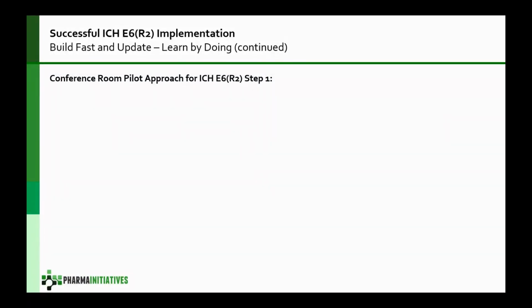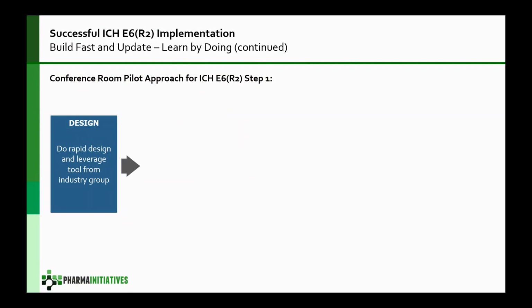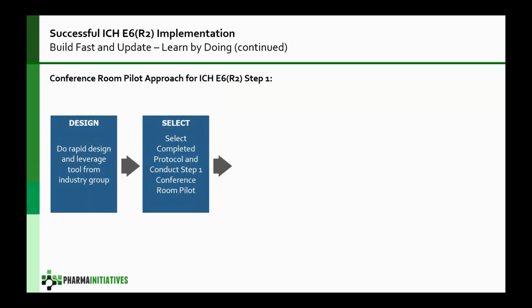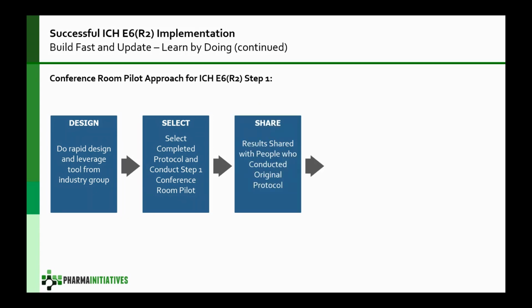So the approach I would recommend is to do a rapid, sort of sketchy design and leverage an existing tool from an industry group, and I'll get to that when I talk about the software in a second, what I mean by tool. Select a past study that's completed, hopefully one that there's at least somebody left in the company who has some familiarity with it. Have your team go through the process with that past study, share the results back with the people who were actually doing the study, who can tell you how well you identified the actual risks and what you missed.